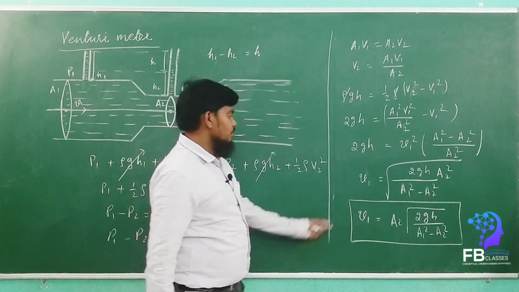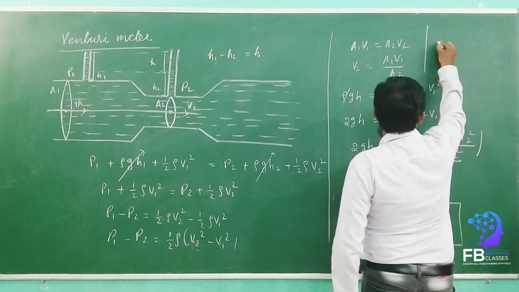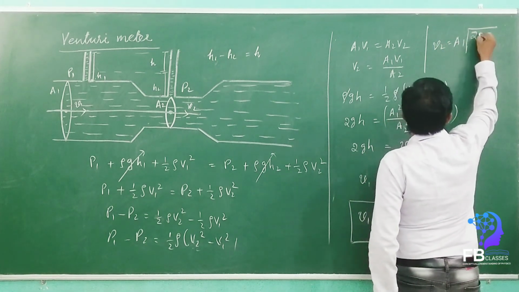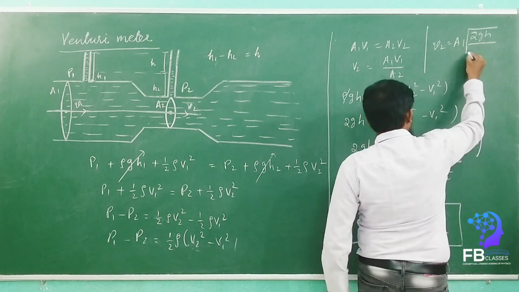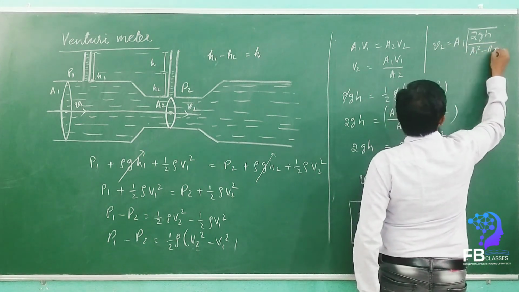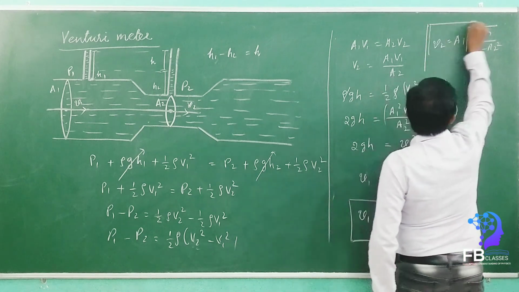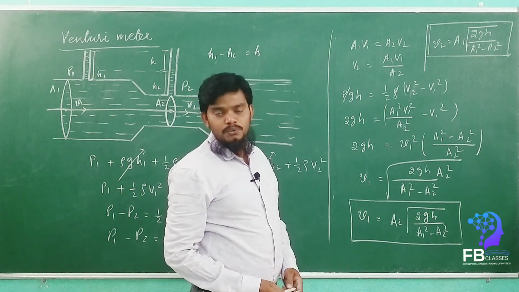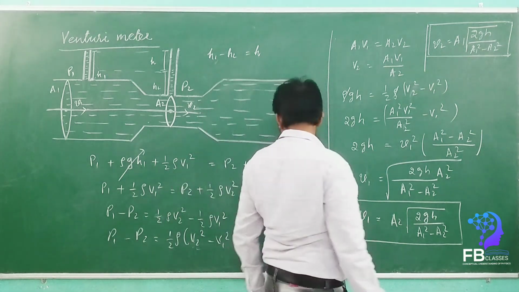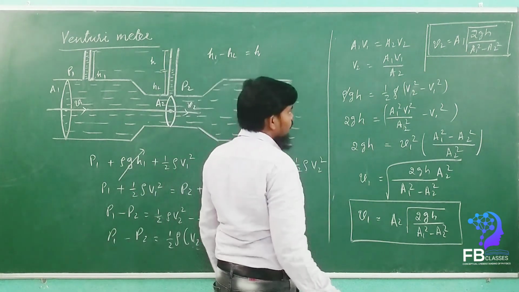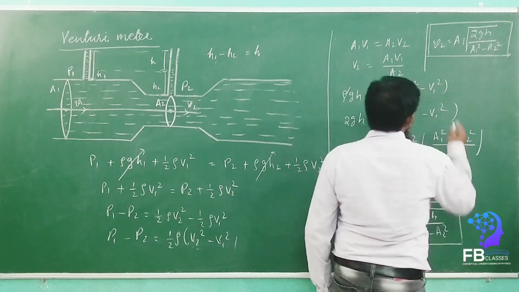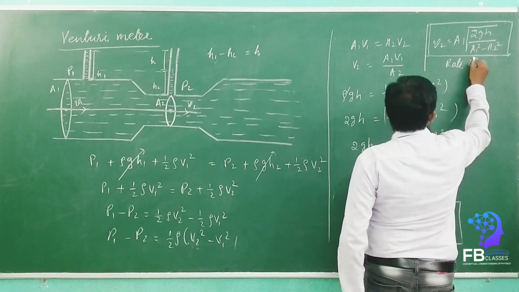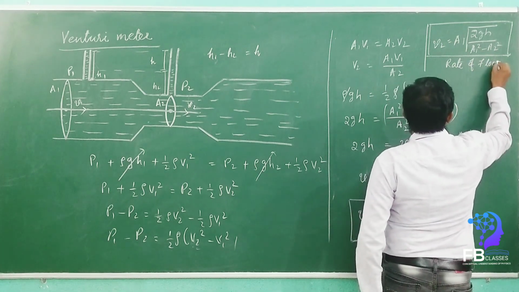So if you want the V2 value, similarly we can write the V2 value. V2 is equal to how much, my dears? A1 root of 2GH by A1 square minus A2 square. So this is the V2 value. So if you want the rate of flow, then rate of flow Q is equal to, we can write rate of flow.